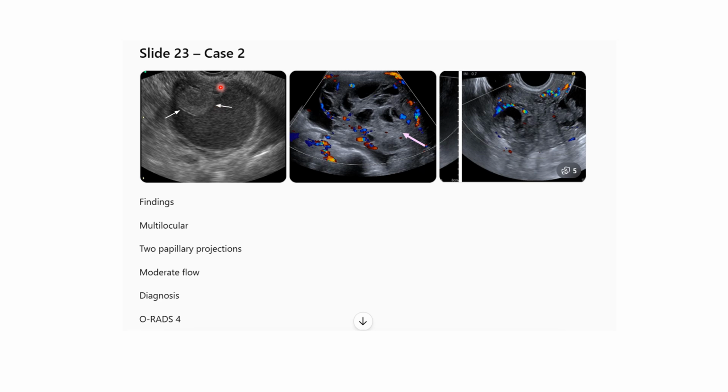Then case 2, you see here there are solid internal projections. You've got the solid components there. Findings: multilocular, 2 papillary projections, moderate flow. Diagnosis: O-RADS class what? Class 4. So you can see what is happening there.